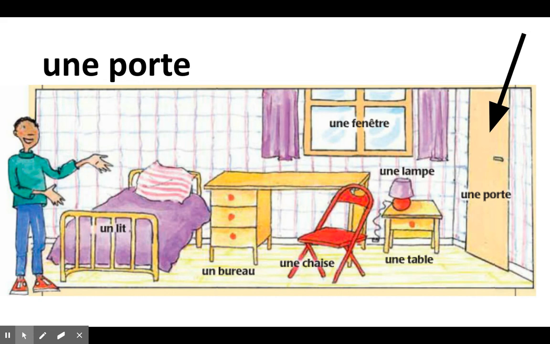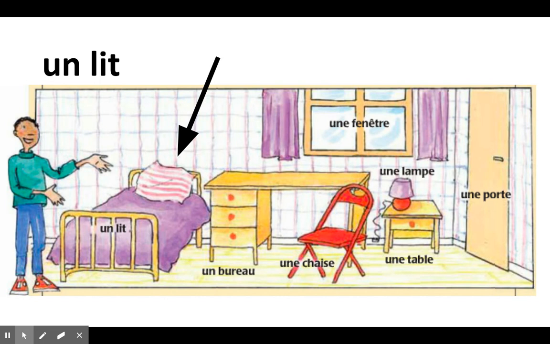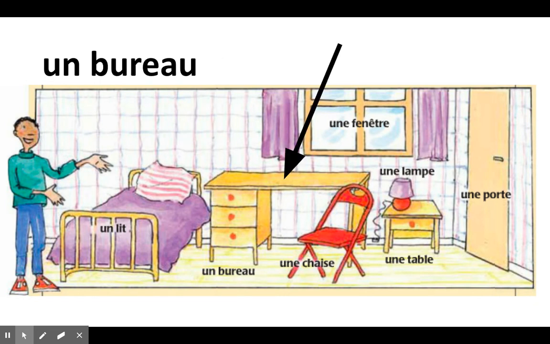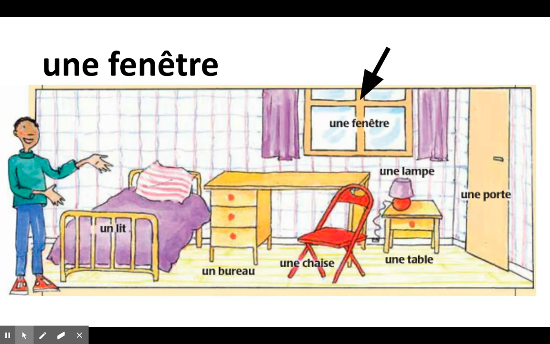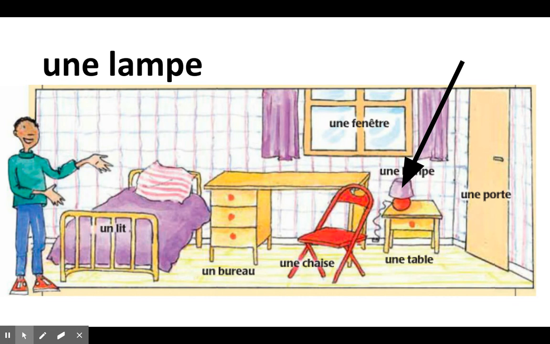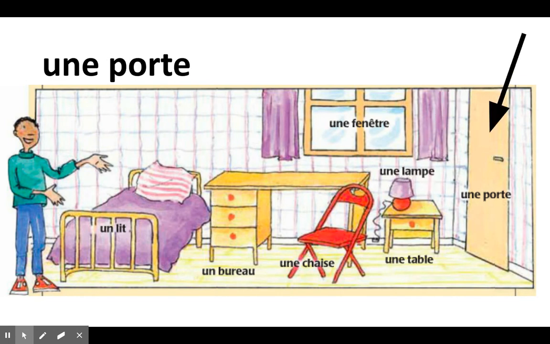Une porte. Let's go through them all again. We'll start at the beginning. Say them after me. Un lit. Un bureau. Une chaise. Une fenêtre. Une lampe. Une table. Une porte.